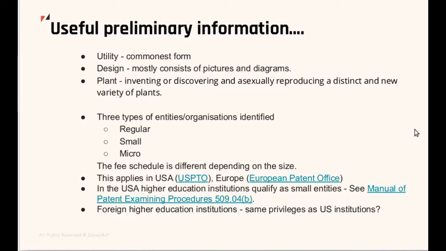Micro was set up recently to encourage individuals, even low-income people, to file patents. The price essentially becomes, let's say, 100% for regular. Small would be like 60% or so. Micro would be an even smaller amount of money for the various fee schedule, the filing charges.